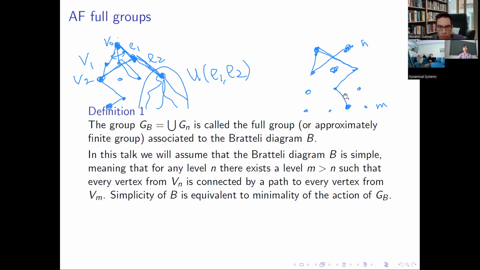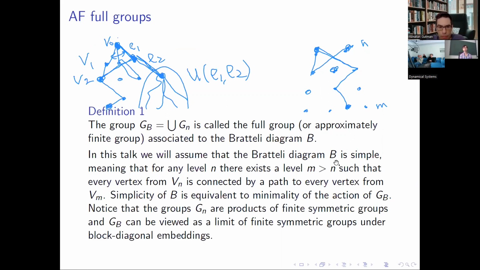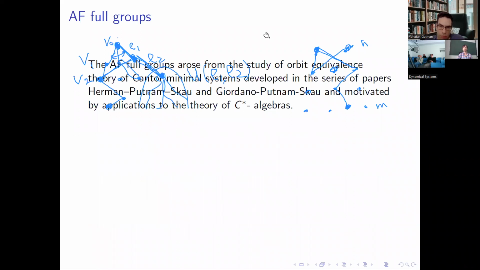Next, we note that these groups G_n are products of finite symmetric groups. Each group G_n is just a product of groups of transformations on the set of paths joining two particular vertices. So, a product of symmetric groups. Another way of viewing G_B is as a limit of finite symmetric groups under block diagonal embeddings. So now let me talk a bit about the motivation for why to consider these groups.